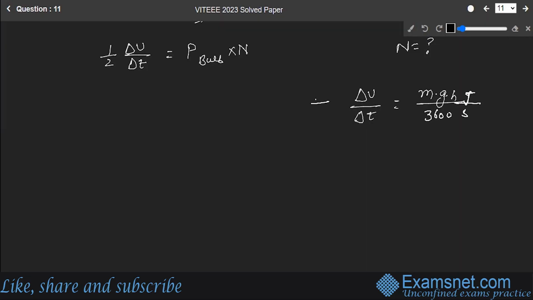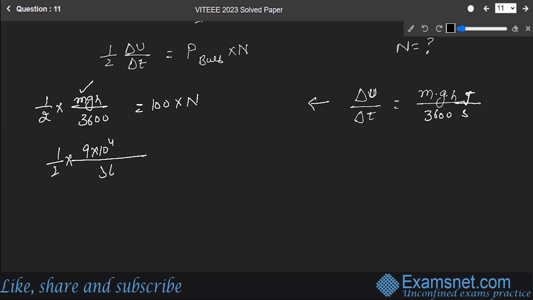So let's fill in over here. This is equal to half into mgh upon 3600. Power of one bulb is equal to 100 into number of bulbs. M is 9 into 10 power 4, and the time per hour, so I'm taking 3600 seconds over here. Multiply g is 10, and the height is 40 meters. It's given in the question. This is equal to 100 into number of bulbs.